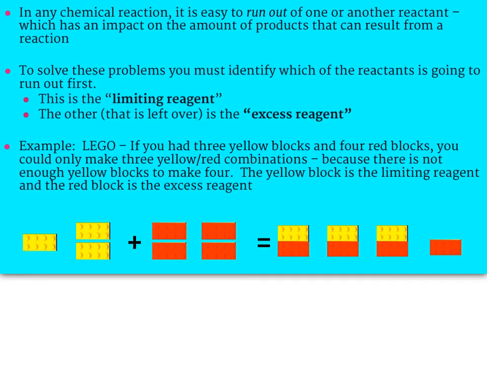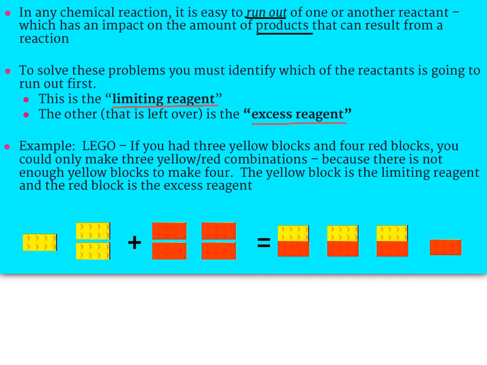So the basic concept of limiting and excess reagents is that in any chemical reaction, it's really easy to run out of something. And when you run out of something, it has an impact on how many products you can get. As soon as you run out of something, your reaction will stop working. To solve the problems, you have to identify which thing is going to run out first. Whichever thing runs out first is called the limiting reagent. Once that thing runs out, you will have something left over. The thing that's left over is called your excess reagent. Sometimes you'll see these called limiting reactants and excess reactants, same thing.